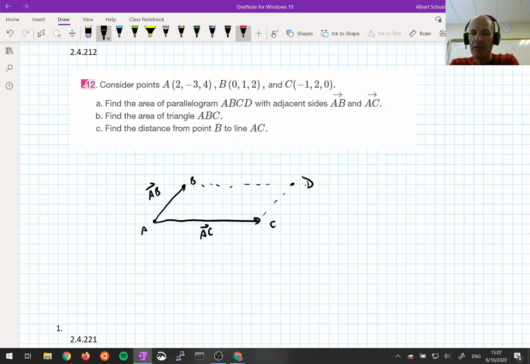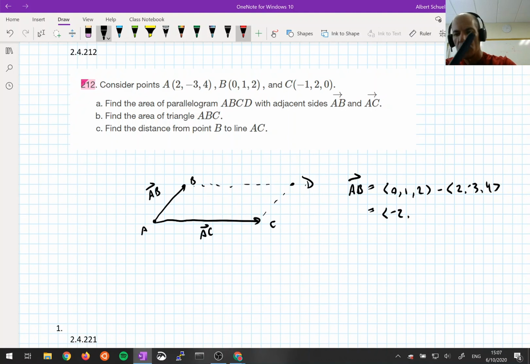We know that the area of this parallelogram is going to be given by the magnitude of the cross product of these two vectors. So let's find AB. AB is point B, 0, 1, 2, minus point A, 2, negative 3, 4. 0 minus 2 is negative 2. 1 minus negative 3 is 4. And 2 minus 4 is negative 2.